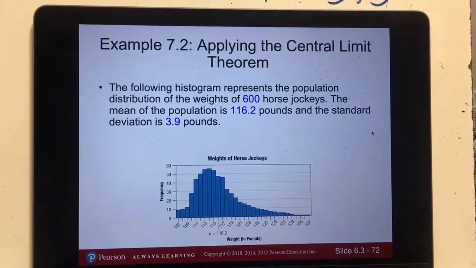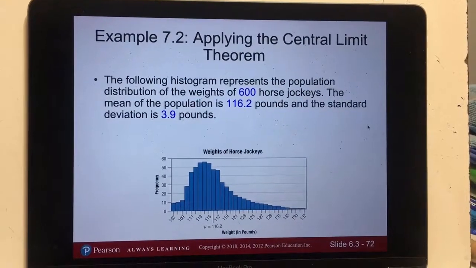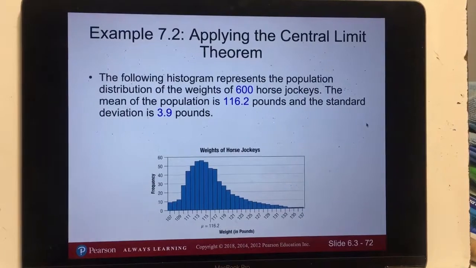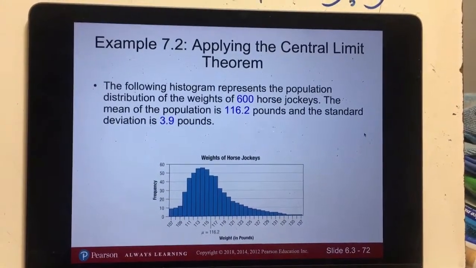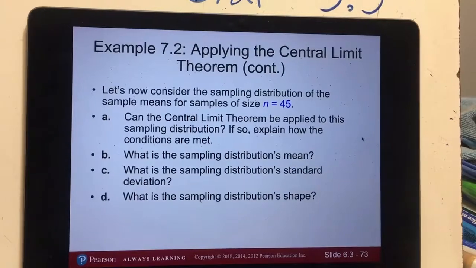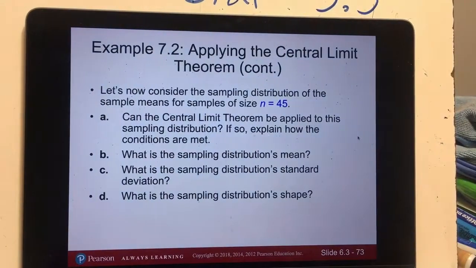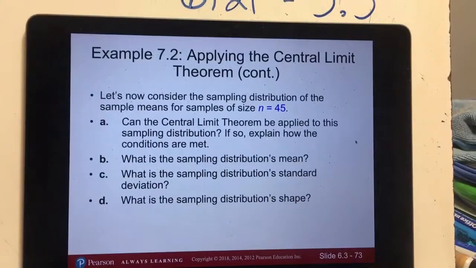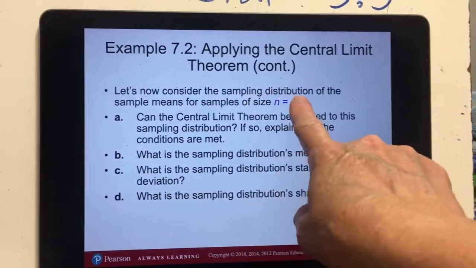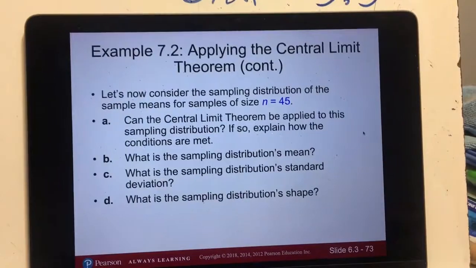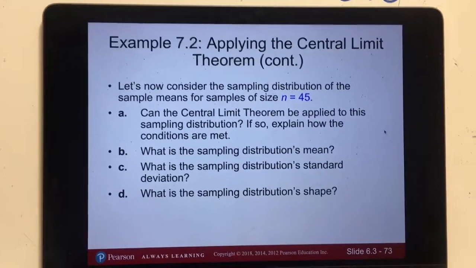Applying the central limit theorem, the following histogram represents the population distribution of the weights of 600 horse jockeys. The mean of the population is 116.2 pounds, and the standard deviation is 3.9 pounds. Let us consider the sampling distribution of the sample means for samples of size n equals 45. Can the central limit theorem be applied to this sampling distribution? If so, explain how the conditions are met. Since we are taking samples of size 45, and the sampling distribution means every possible sample of size 45, then yes, we can use the central limit theorem because our sample size is large enough.